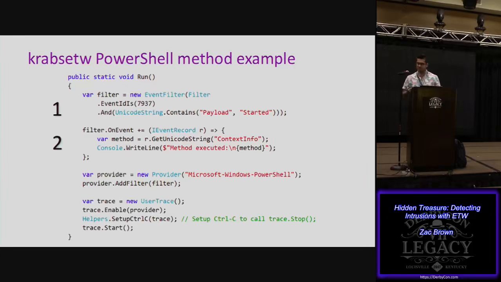Set up our event handler. We're going to pull out that context info block I talked about earlier, which has that big, well-formatted string of properties. And then we're just going to print it out. And again, provider, Microsoft Windows PowerShell. Number 4, nothing new here, same exact pattern.